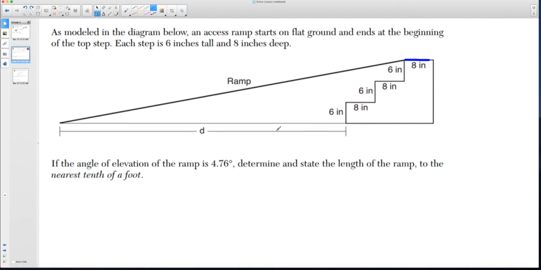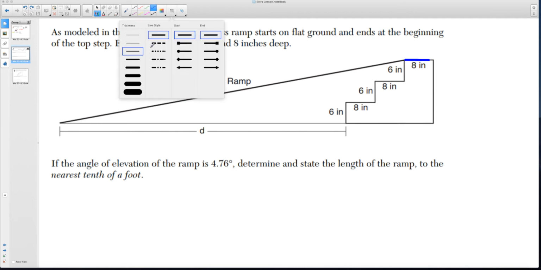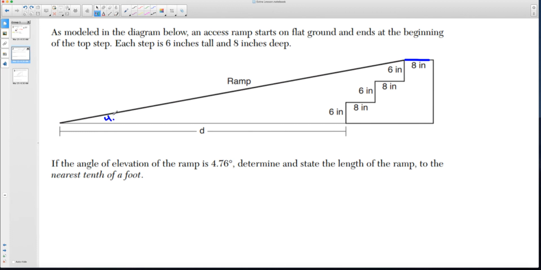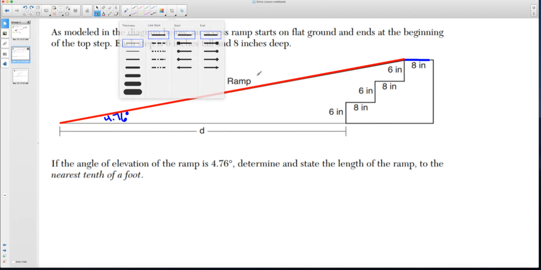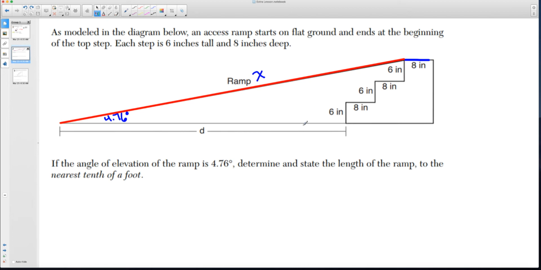If the angle of elevation of the ramp is 4.76, okay, so let's just take a moment, we'll fill that in since that's not labeled. So the angle of elevation, you need to know, is this, 4.76. Determine and state the length of the ramp to the nearest foot. So the length of the ramp would be from here up to here. That's what we're solving for. So I'm going to go ahead and just label that as an X. So we're looking for that. And we wanted to find it to the nearest tenth of a foot.